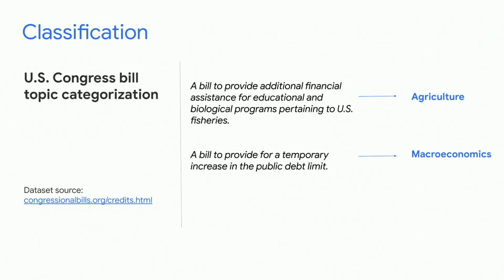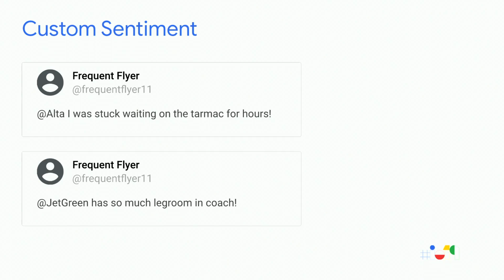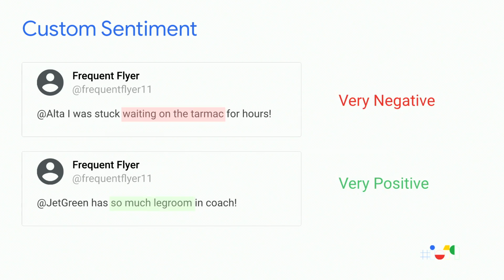And then at Next last month, we actually released 2 new types of models that we can build. The first one is custom sentiment. So maybe you remember that Torry showed you that the natural language API could take a sentence and tell you whether it was positive or negative. But if you train your own custom model, then you can learn very terminology-specific things, like that waiting on the tarmac is bad, but having lots of legroom is great.